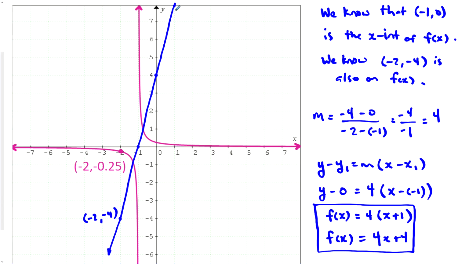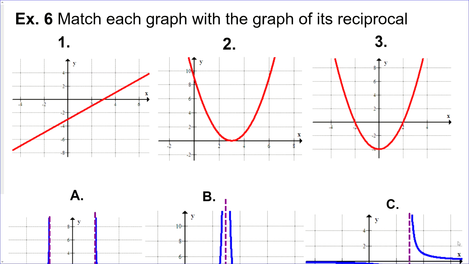Something like that. There's only one x-intercept, and they're going different ways. So this goes down, down, down, and this piece also is going down, down, down. So we know that the reciprocal graph would be going up, up, up the whole time. Match each graph with the graph of its reciprocal.